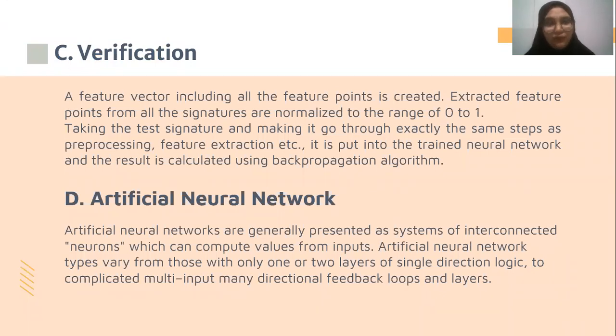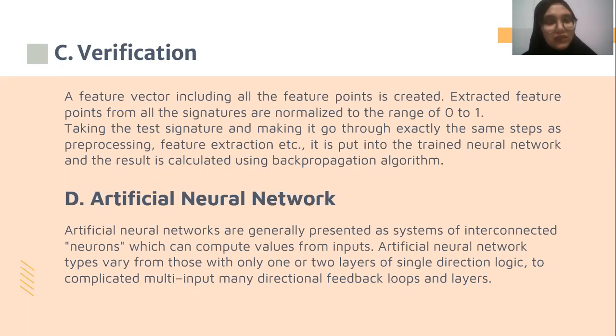A feature vector, including all the feature points, is created. Extracted feature points from all the signatures are normalized to the range of 0 to 1. Taking the test signature and making it go through exactly the same steps of pre-processing, feature extraction, and so on, it is put into the trained neural network and the result is calculated using the backpropagation algorithm.